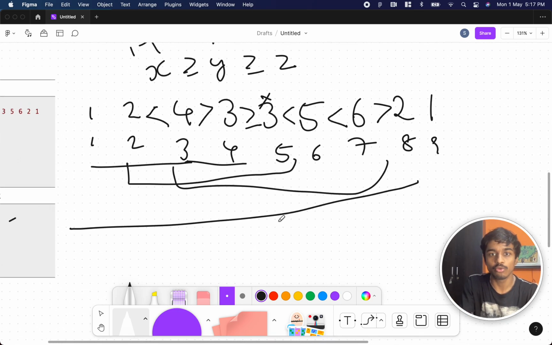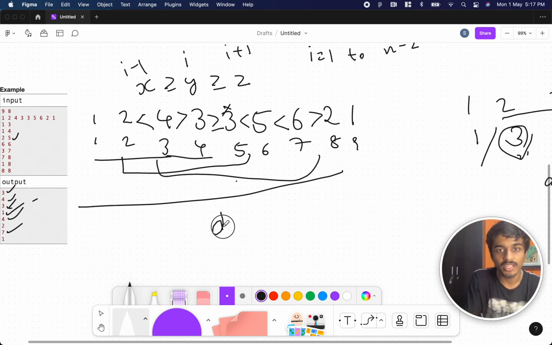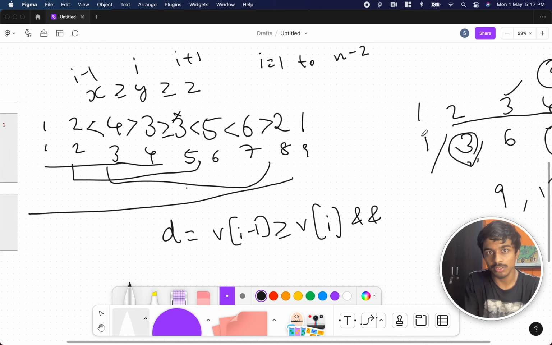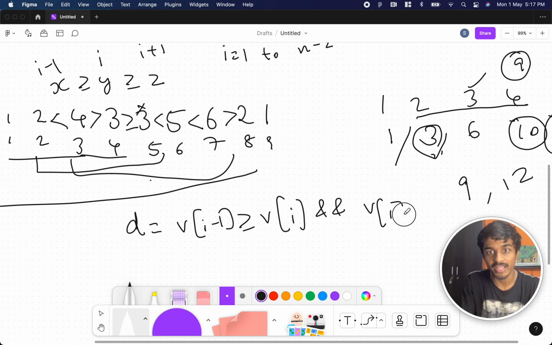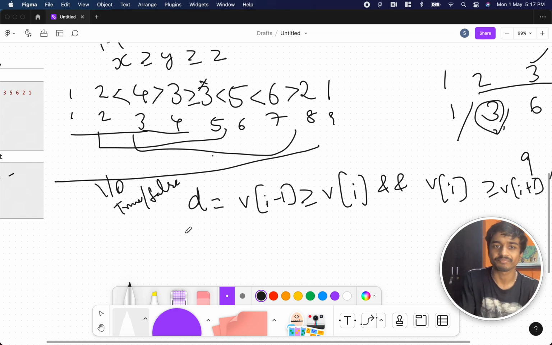So what should be the downhill value? For simplicity let me keep it as d, that is v of i minus 1 is greater than or equal to x, and this condition also should be satisfied, that is v of i is greater than or equal to v of i plus 1. If this condition happens, then there definitely exists a deviation in the array. So if there exists a deviation, this will be true or false. In integer terms, this is 1 or 0, right?